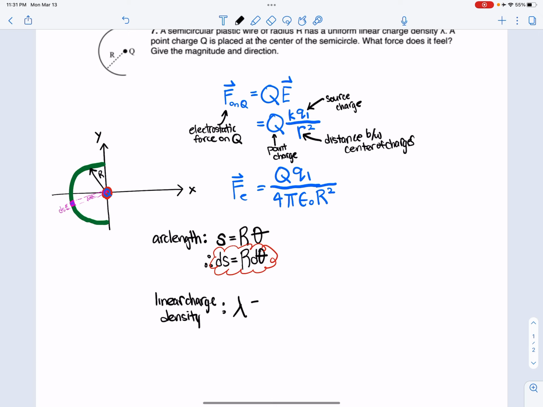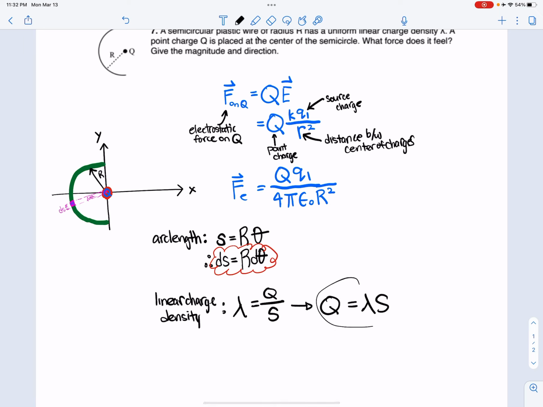Lambda equals the total charge of the semicircular wire divided by the total length, which we call S, the total arc length. So the total charge Q would be equal to the linear charge density times the arc length.